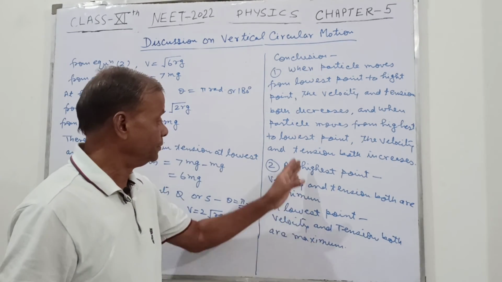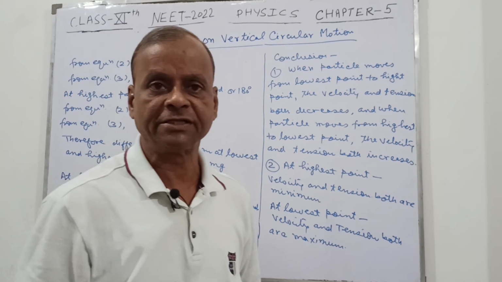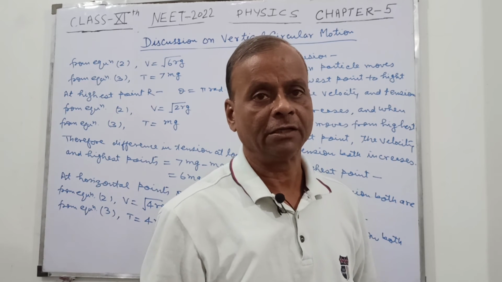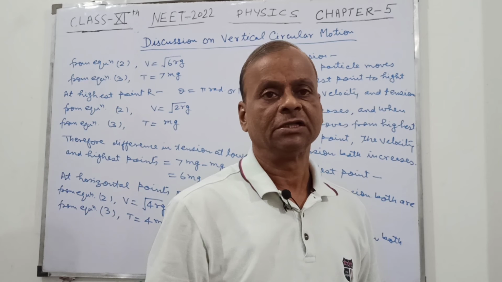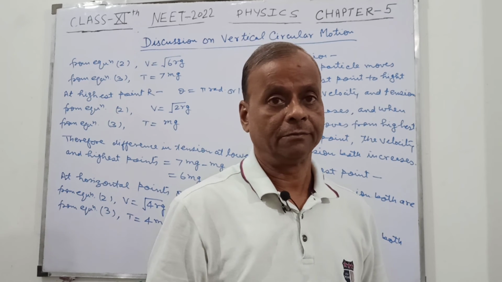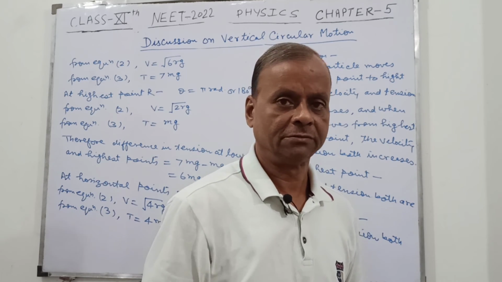If suppose now we draw one more point: if the velocity of the particle in the vertical circular motion is more than the critical velocity, then the tension and the velocity will increase at every point.